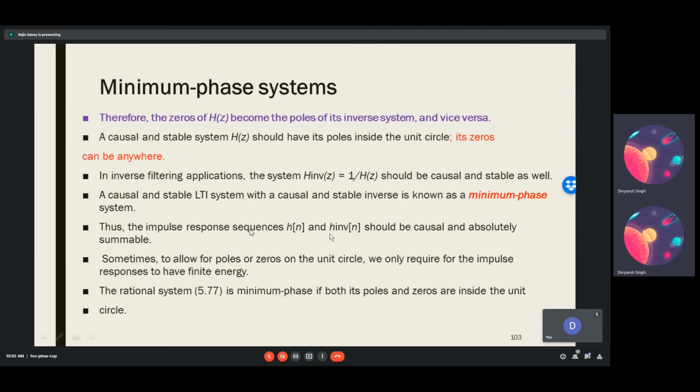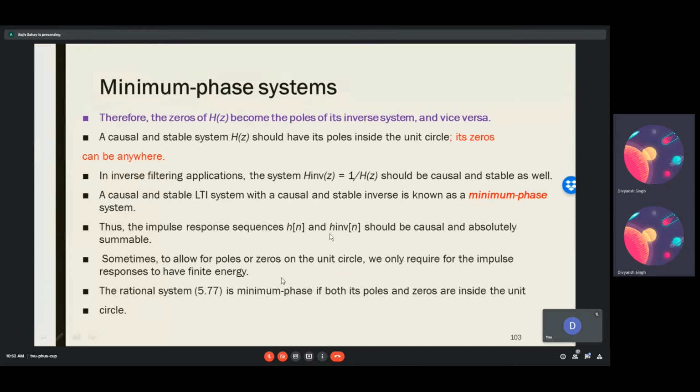So the impulse response h of n and h inverse of n should be causal and absolutely summable. That means they exist only on the right hand side. h of n is equal to 0 for n less than 0, and similarly, h inverse of n is equal to 0 for n less than 0. They are right-handed sequences.